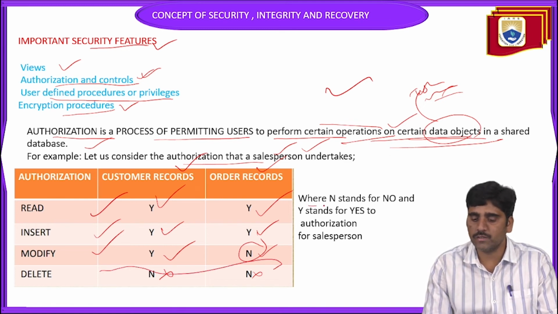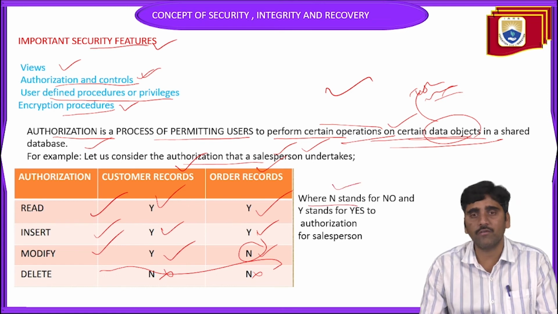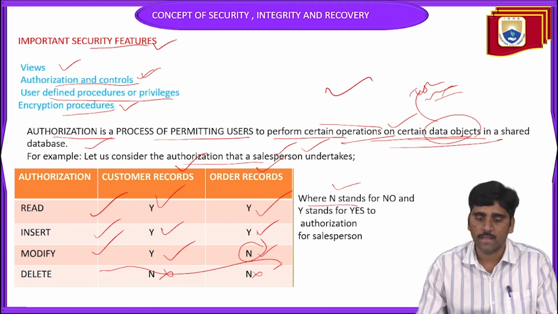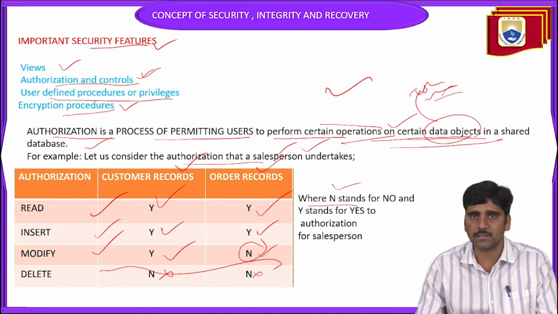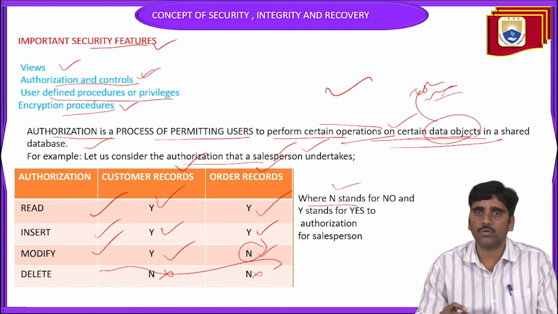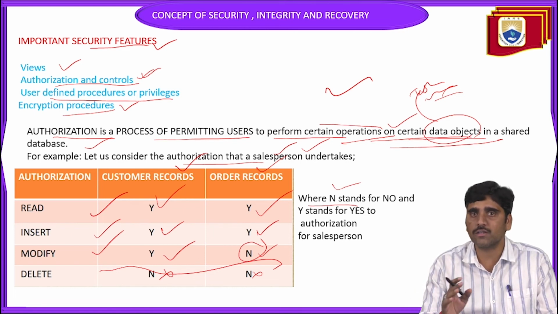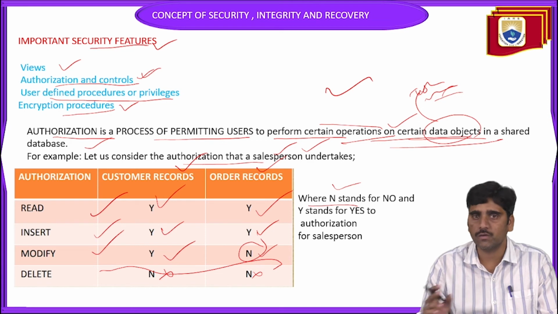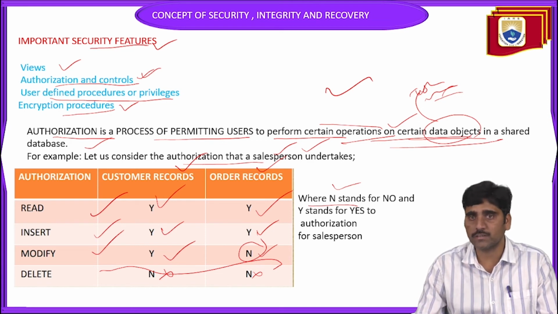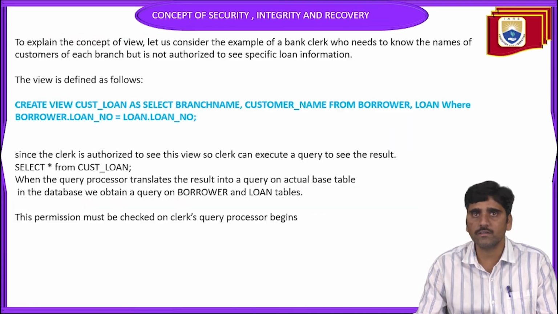From this table, N stands for no and Y stands for yes for the authorization of a salesperson. Not only the salesperson, in real-time examples also, in D-Marts or Reliance Marts and everywhere, the salesmen can sell and read that item, but they don't have permission to delete or destroy that item, or to destroy that customer data, right?